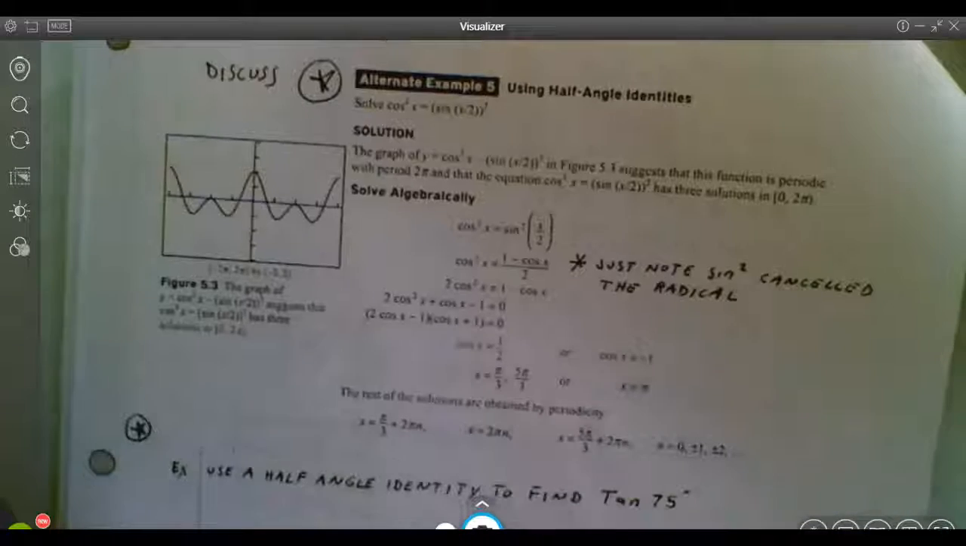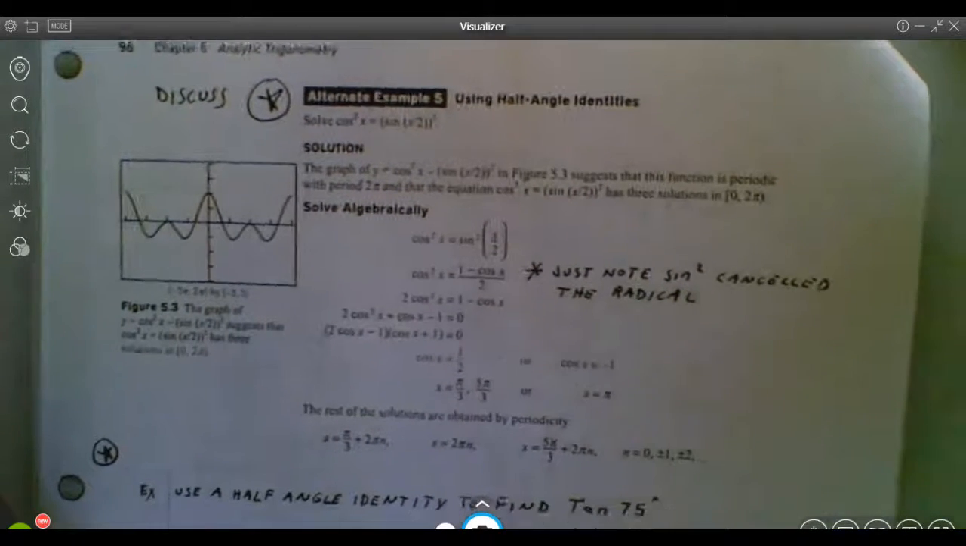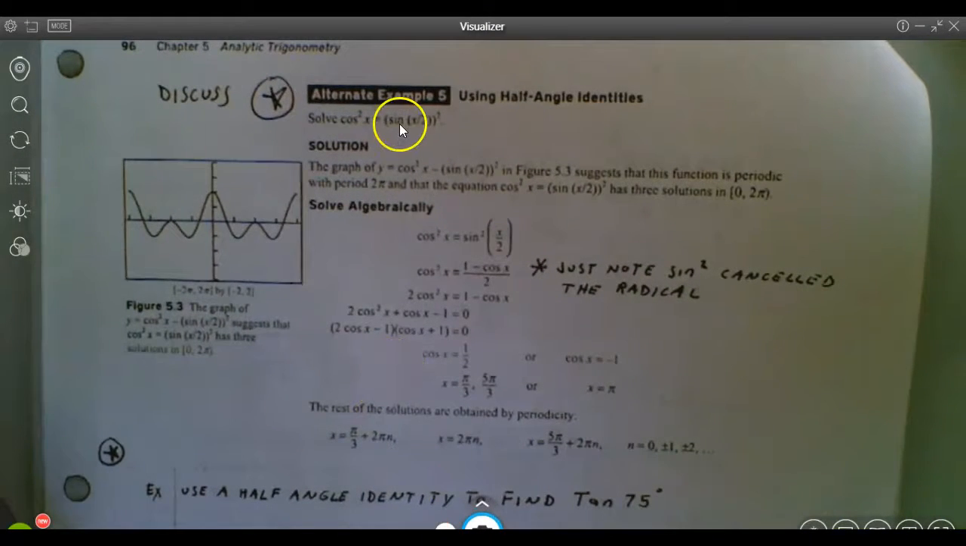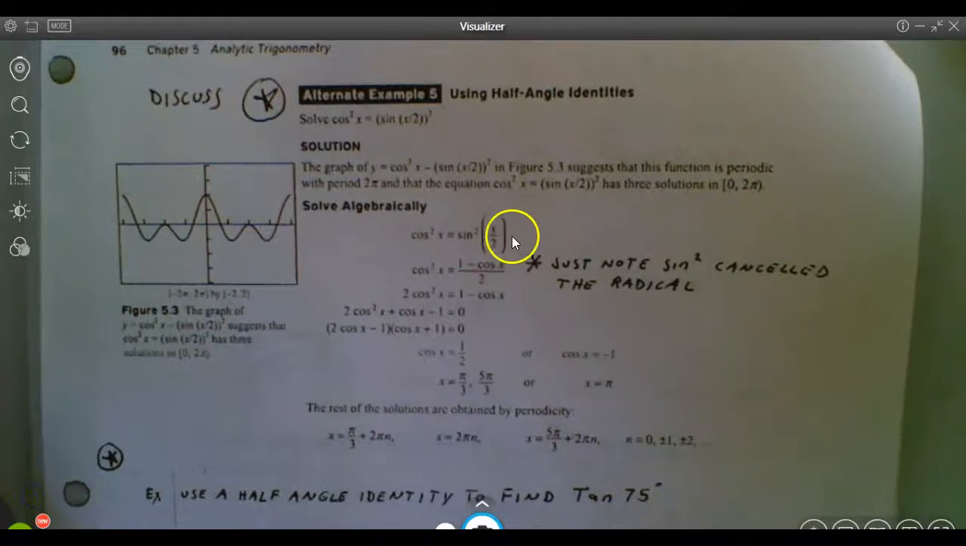So almost done. Let me show you one last thing. Just want to discuss it with you. So on this one, it said cosine squared equals sine of x over 2 quantity squared. The main thing I wanted to show you on this one was because this was a quantity squared, when they subbed in the half angle formula for the sine value, that squared canceled out the radical. And so that left them with this equation right here, and then they used some very basic algebra to continue solving. This one ends up being pretty much the same as what we just did after that.